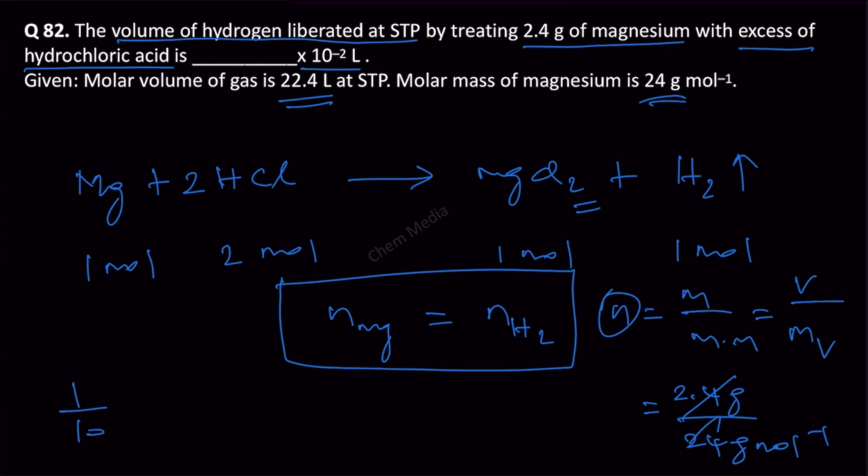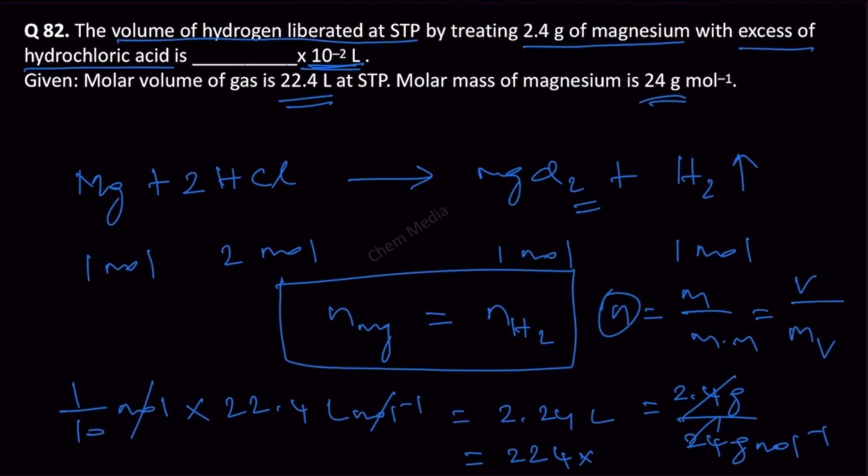So 1 by 10 mole times molar volume is 22.4 liter per mole. So this means this will be equal to 2.24 liter, but they want the answer in terms of 10 to the power minus 2. So therefore this will be equal to 224 times 10 to the power minus 2 liter. So that's the correct answer. 224 is the correct answer.